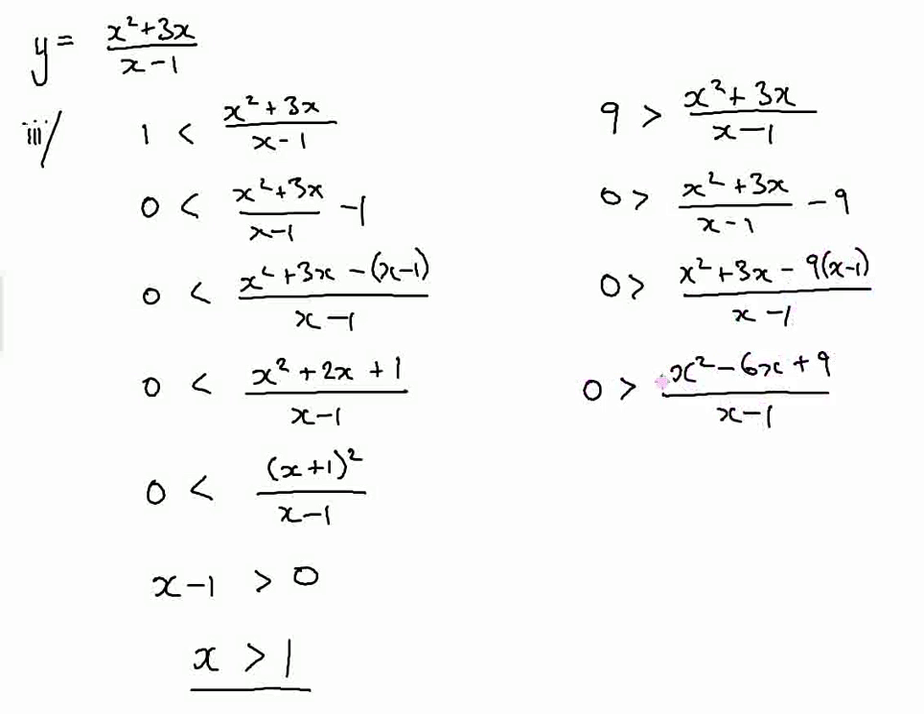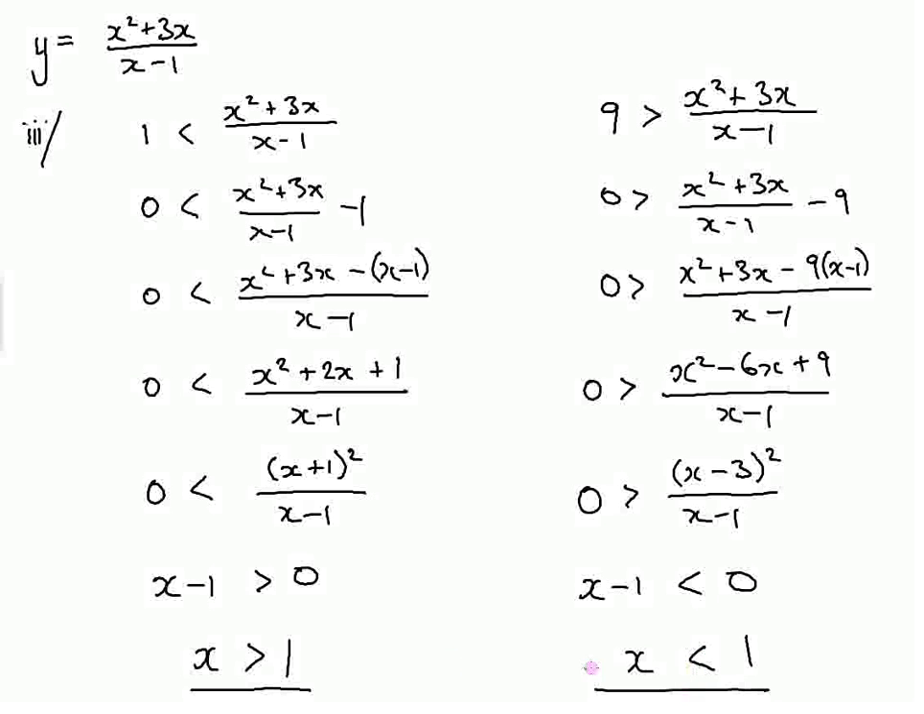And here we notice that this top line here is actually (x take away 3) squared over x take 1. So again, using a similar line of logic, when is this whole expression negative? Well, this top line is always positive. So for this whole expression to be negative, the bottom line, the denominator, needs to be negative. So you need to have x take 1 being less than 0, or x less than 1.